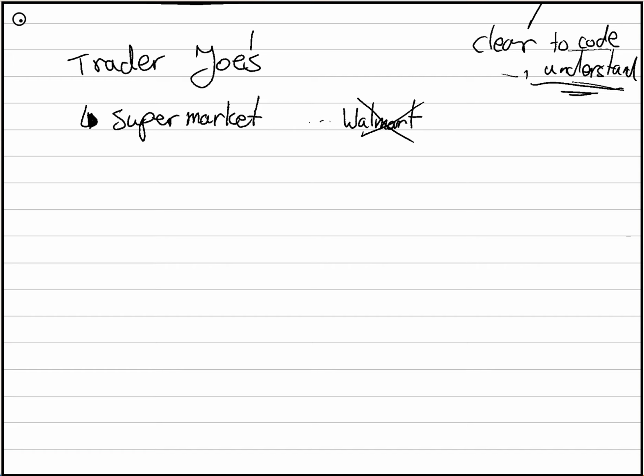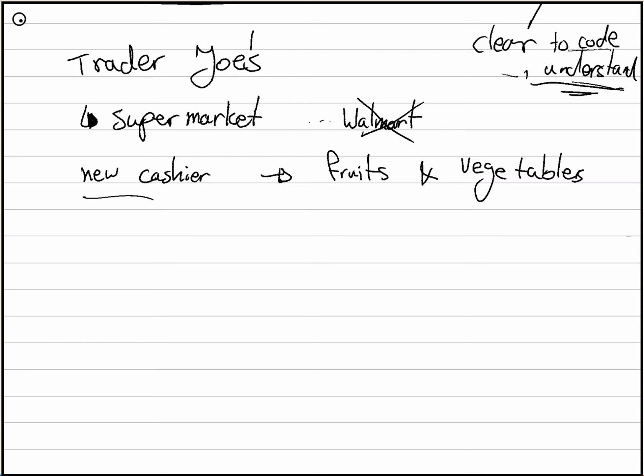Excellent. All right. So let's say you are working at Trader Joe's and you are now in charge of a new cashier lane that people can use only for fruits and vegetables. So if you have only purchased fruits or vegetables, you're allowed to use this lane. Otherwise, you have to go through the normal cashier lane. Does that premise make sense? Do you understand what I'm saying? Yes, I do. Excellent.